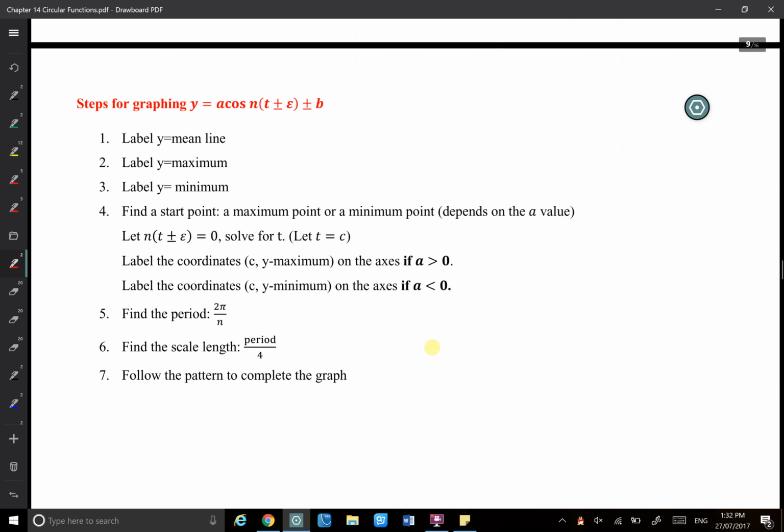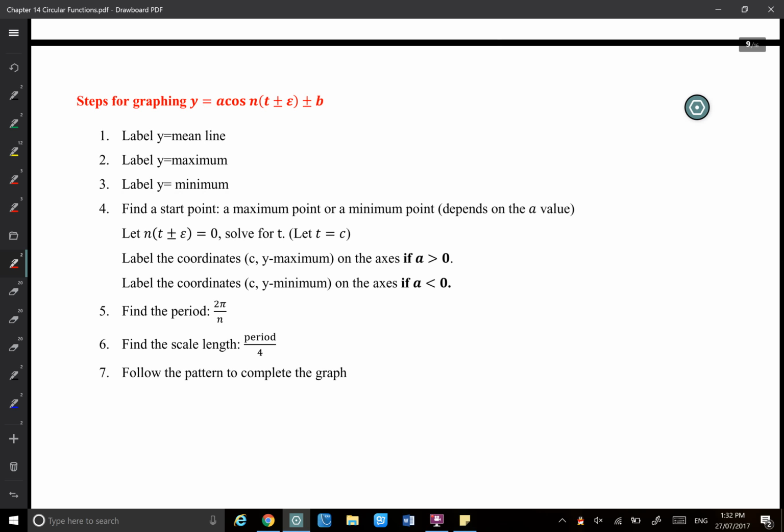And now we will think about how to sketch the cosine graph. There is only one thing different between the sine graph and the cosine graph. That is, how do we find the start point? We still need to label the minimum, the mean, and the maximum. We still need to label those 3 things. And we still need to find the period. We still need to find the step length.